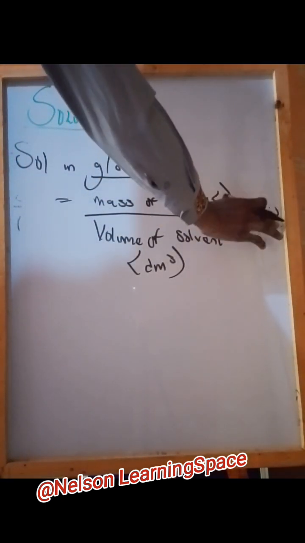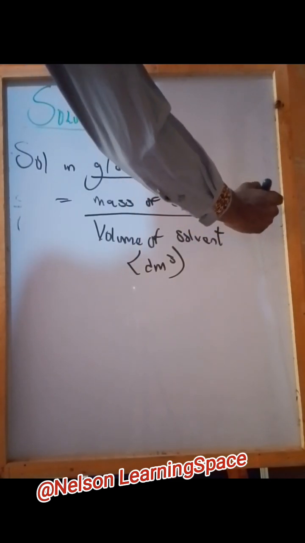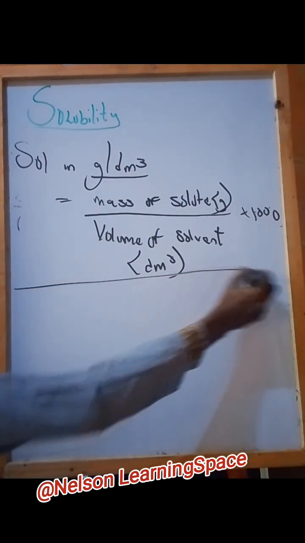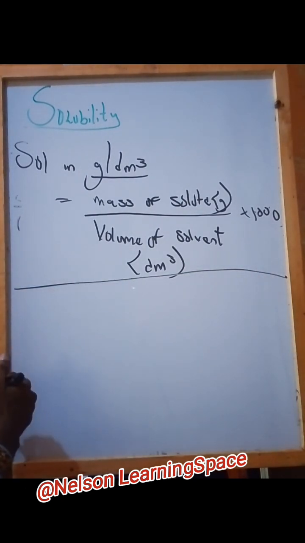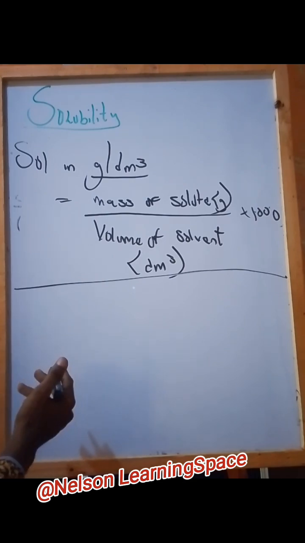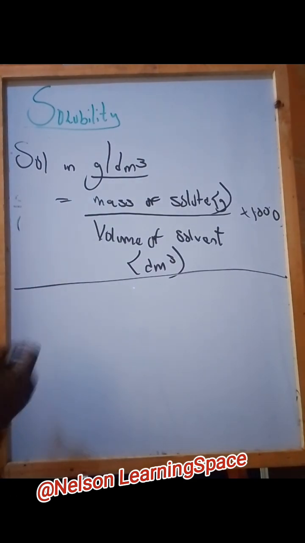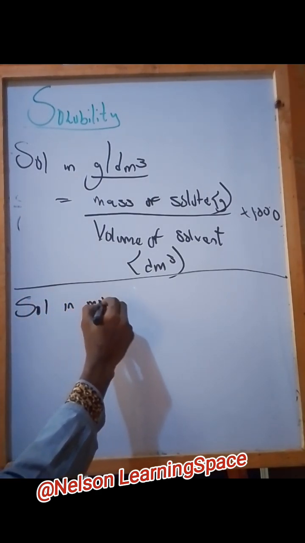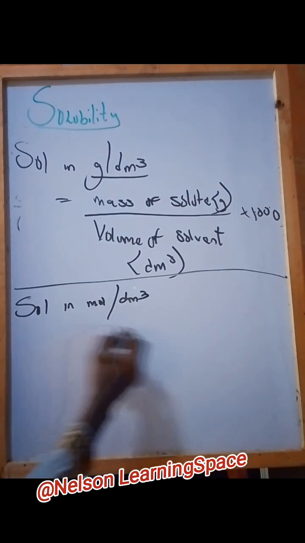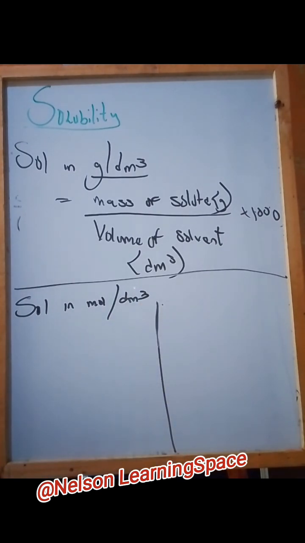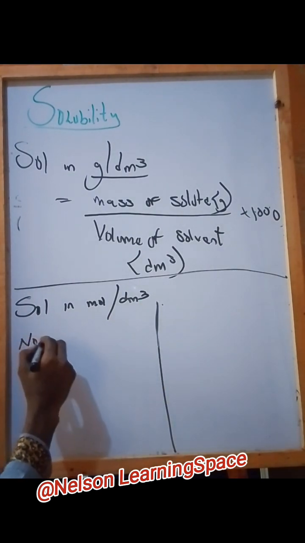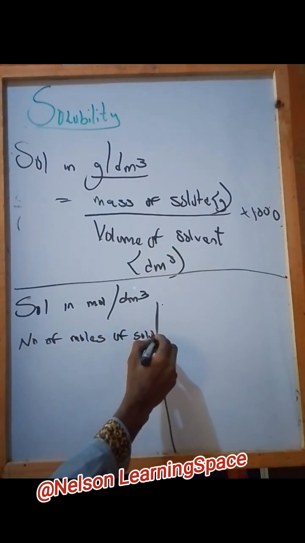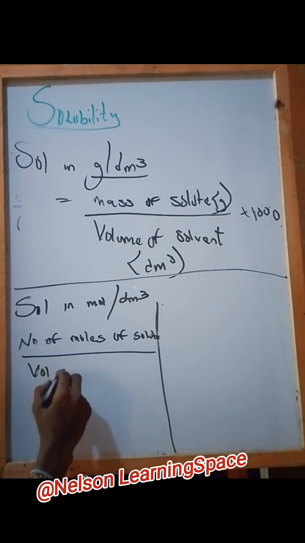But let me write it clearly for some of us whose eyes can't see far. Now, this is the first formula. And the second formula is this. This one is used to solve questions under molar solubility, or solubility questions that involve moles. There are two ways about it. The first one is solubility in mole per dm cube. Now, the first one, let me divide the board. The first one is this: number of moles of solute, sorry, of solute, that was a mistake, over the volume of solvent.